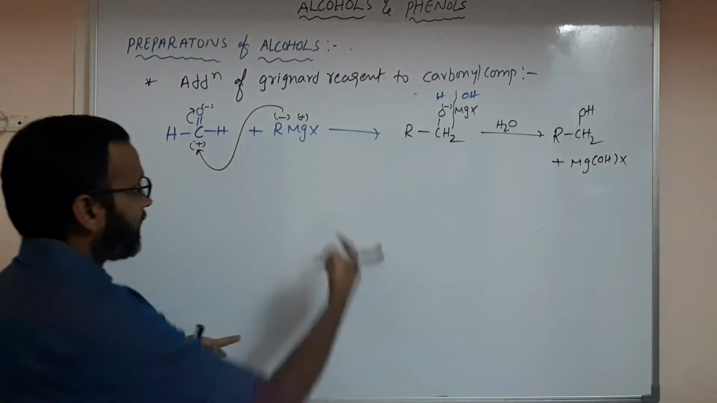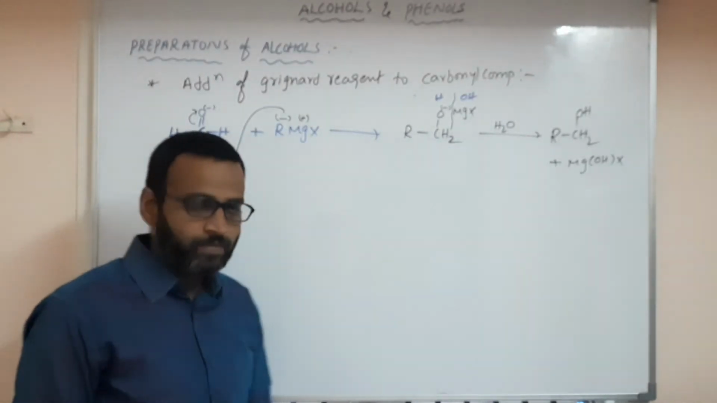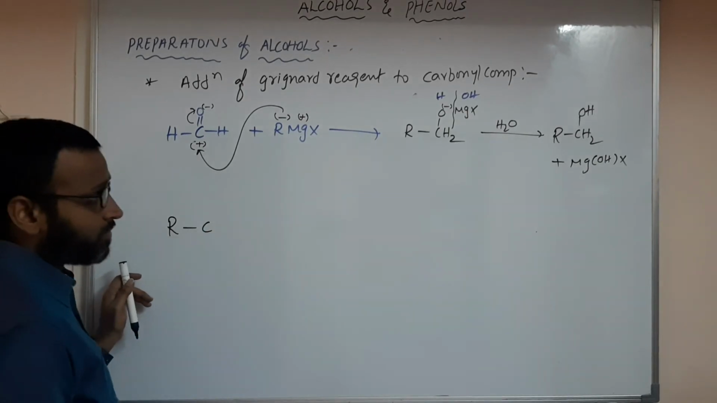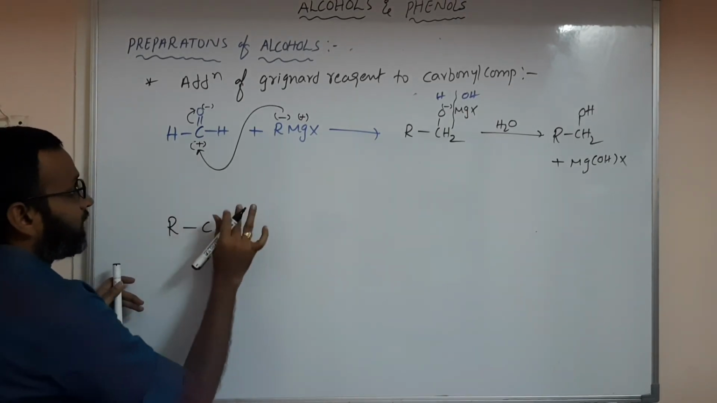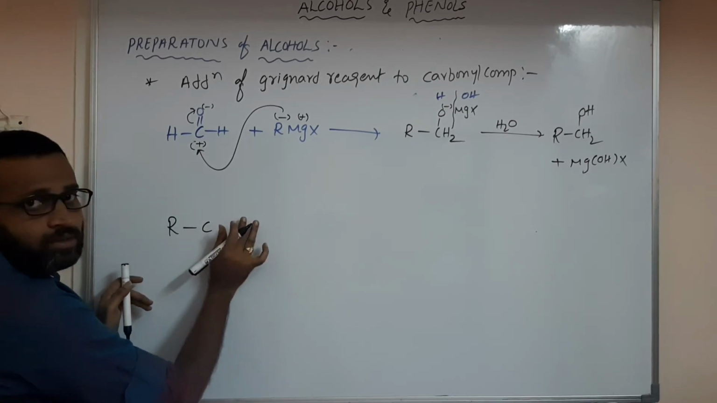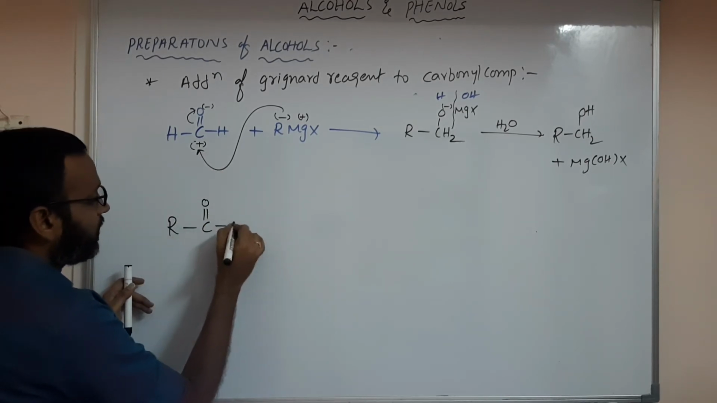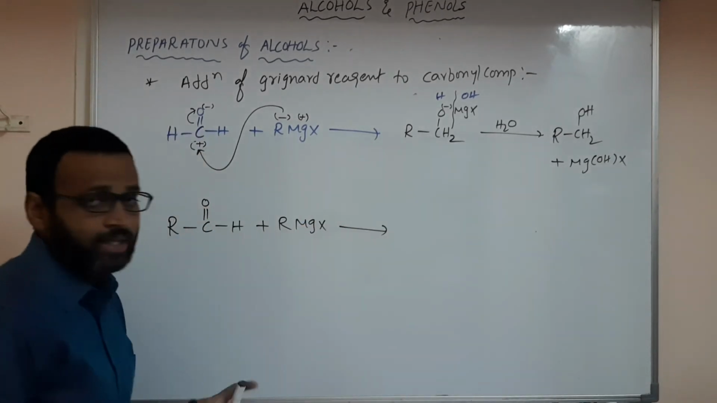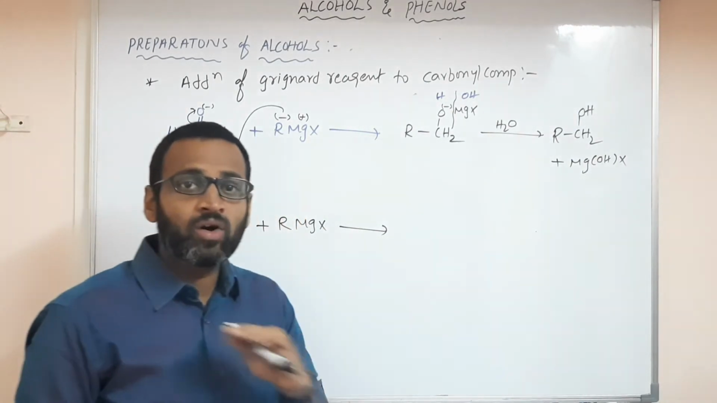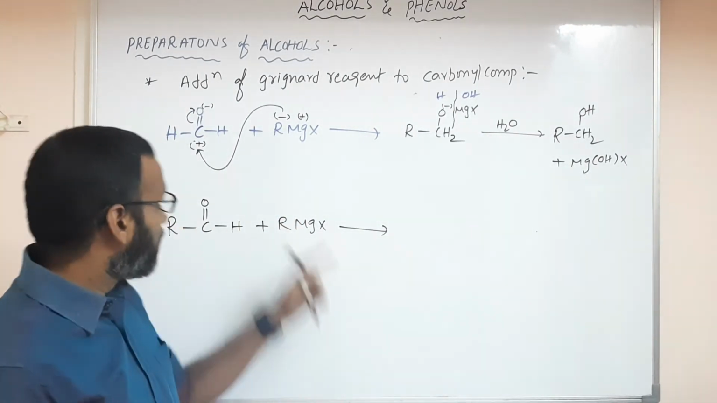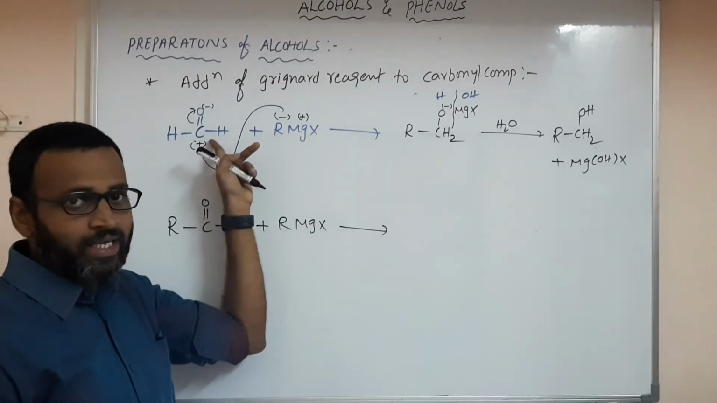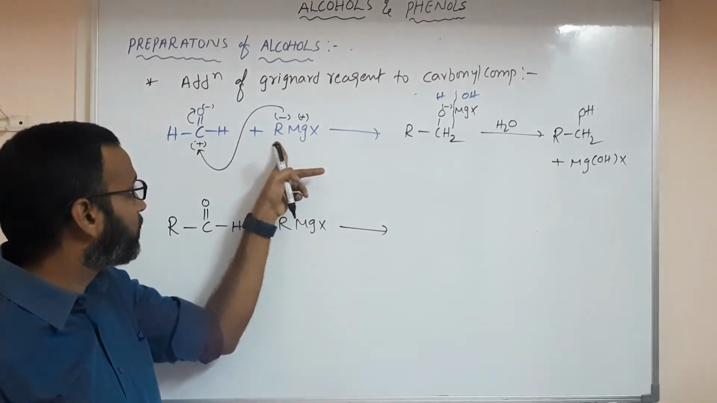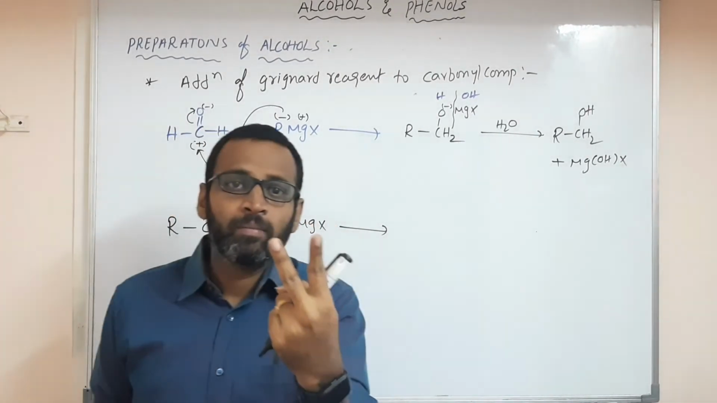MgOH. X can be bromide or chloride like that. If I am taking any other aldehyde than formaldehyde, and I am using RMgX, then you will get a secondary alcohol. Methanol we cannot prepare because minimum one carbon is there in formaldehyde. Grignard reagent has minimum one carbon. So here minimum one carbon and here minimum one carbon means how many carbons?